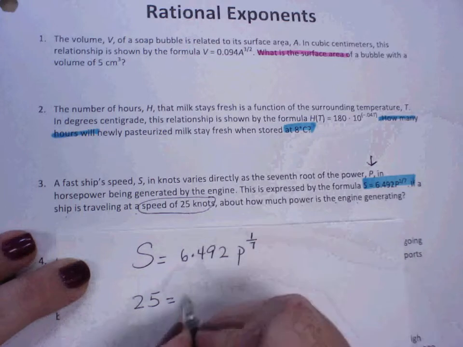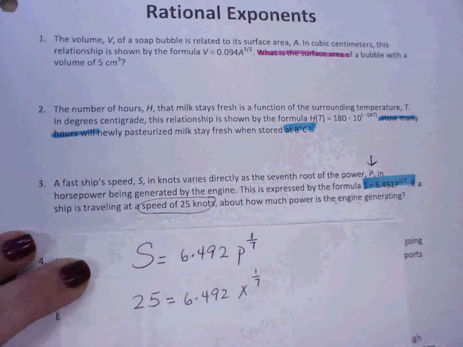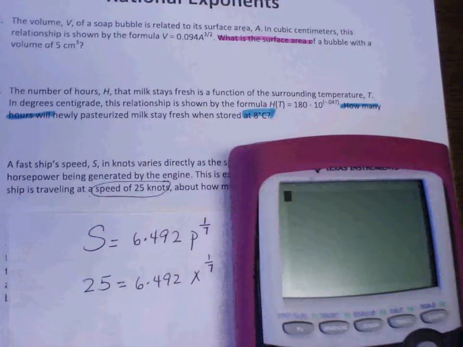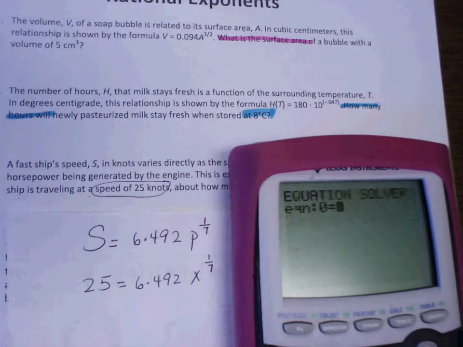Do you think you're going to have to go to equation solver? Yes, because I have what it's equal to. If I have what an equation is equal to, 99% of the time we'll have to go to equation solver. About how much power is the engine generating? So what's your X? P. So 6.492 X to the 1/7. And we're going to equation solver for this. How do I write it in equation solver?